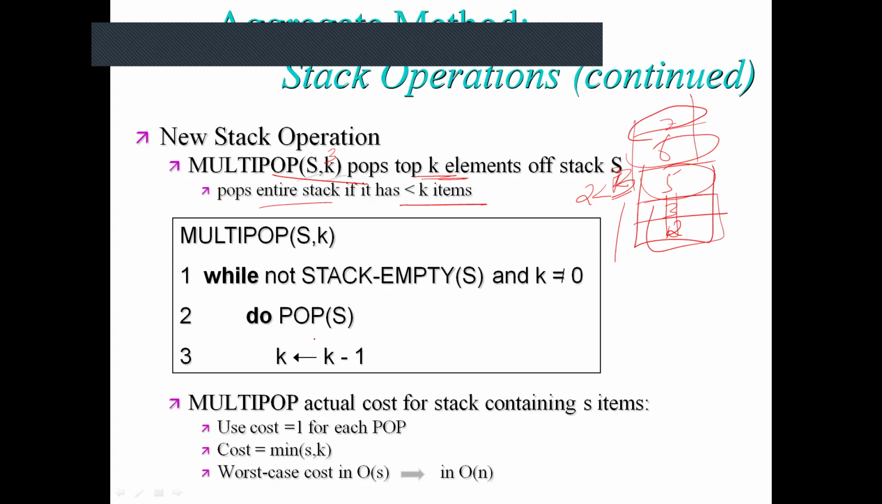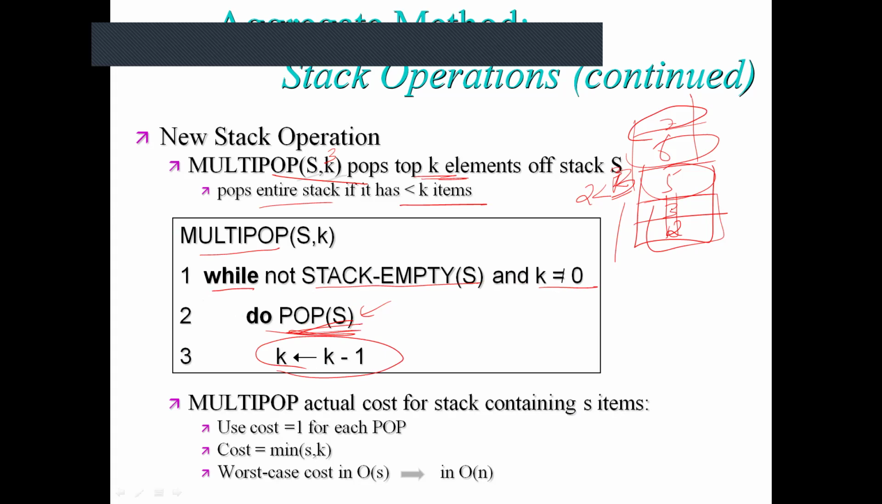It is nothing but, inside a loop, repeatedly calling the pop function. All of you know what a pop function does. It just pops one element, and push is just pushing one element. So pop means deleting. When I create a new algorithm like multi-pop, I write it like this: a loop while the stack is not empty and k is not equal to 0, meaning k has at least some value greater than or equal to 1. You pop an element and then decrement the value of k.